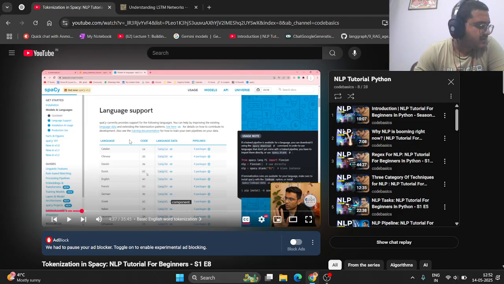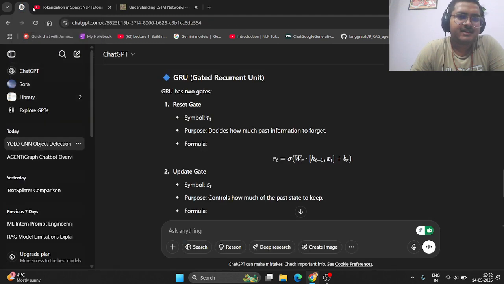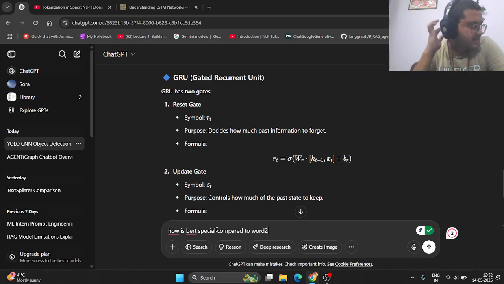Okay, then there was BERT. BERT was better. I think it also remembers some semantic relation between the words. How is BERT special compared to word2vec? Word2vec was very simple, just converting a word to a vector. There was no relation with the other words in the sentence.